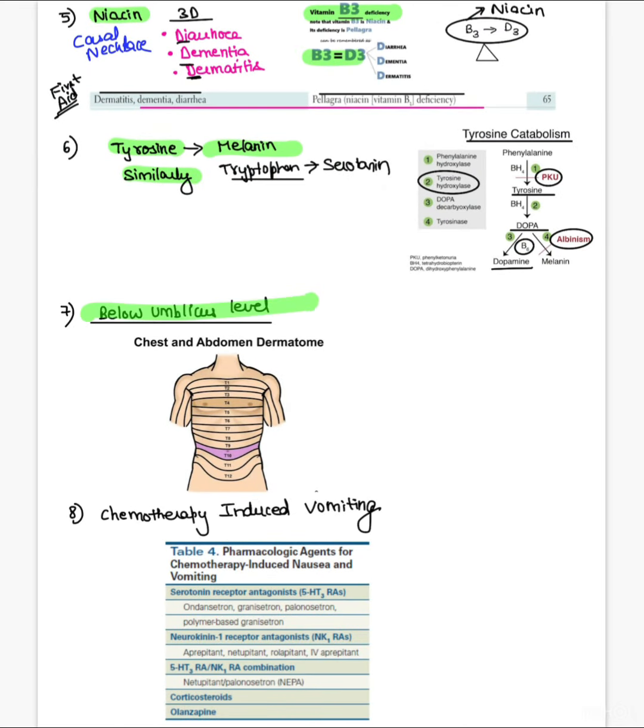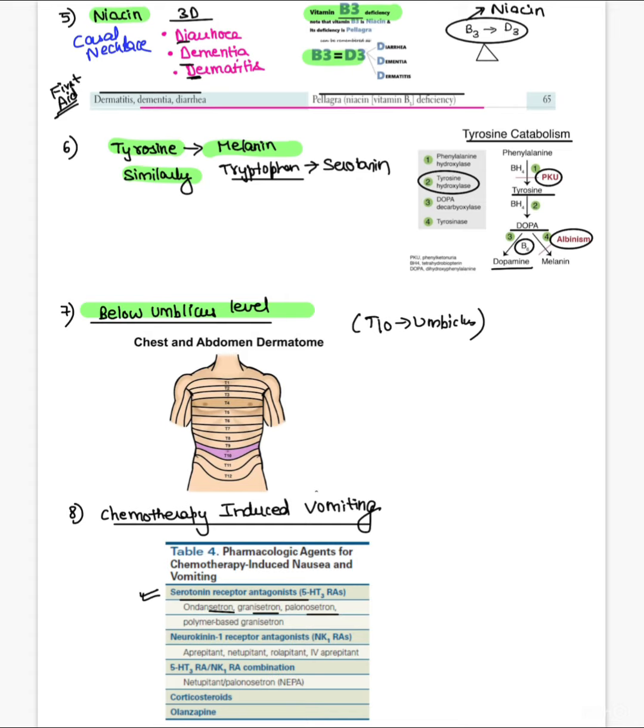Then they ask you below the umbilicus level, guys. Okay, this everyone remembers, guys, at the level of T10 is the umbilicus. So below, definitely it would be something below the T10. Then they ask you chemotherapy induced vomiting, guys. Okay, so the most preferred drug is the serotonin receptor antagonist, that is 5-HT3 antagonist, guys. That is the setron drugs. That is ondansetron, granisetron, palonosetron, something from this can be answered.